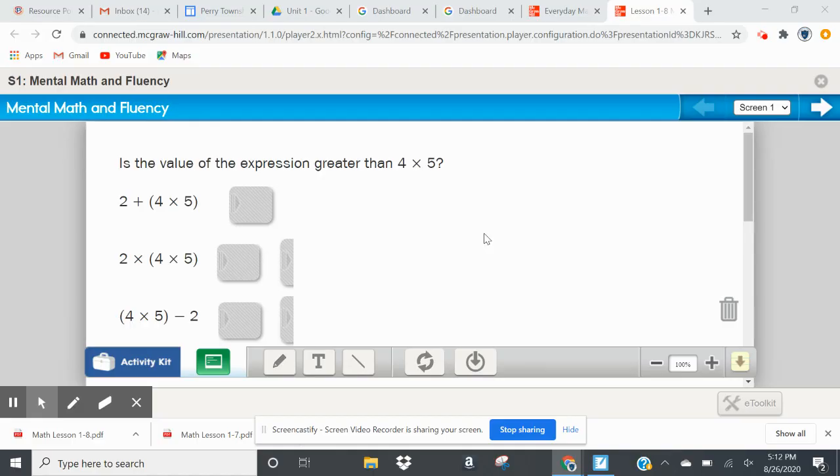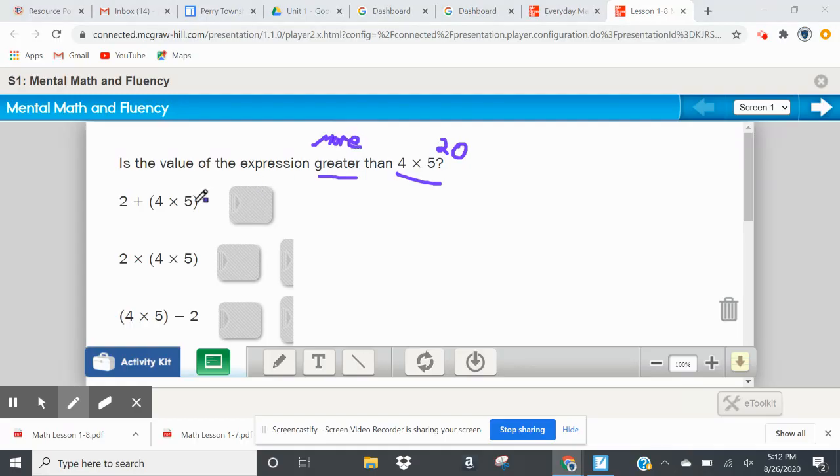So let's say we had this problem here. Is the value of the expression greater than 4 times 5 or not? Okay. So first, let's figure out what 4 times 5 is. Well, 4 times 5 I know is 20. So knowing that, now we can tell would the answer to these expressions be more than 20. So I'm looking for more than 20.